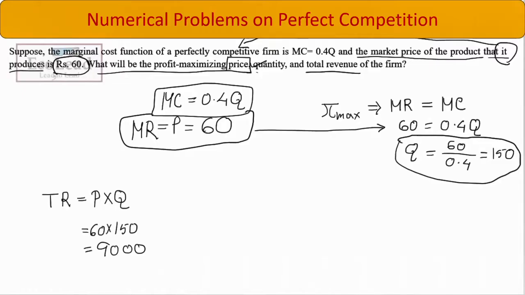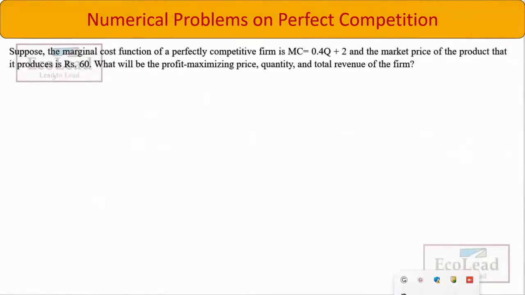So the firm will earn 9,000 as the total revenue. Now we are going to solve the second numerical problem on perfectly competitive market. So here the information that is given in the question is the marginal cost function. Let us write the marginal cost function, that is 0.4 Q plus 2.